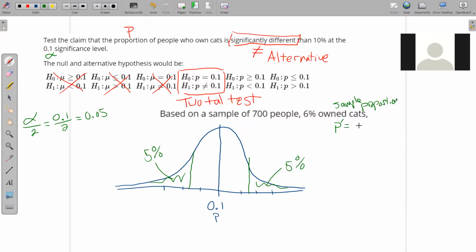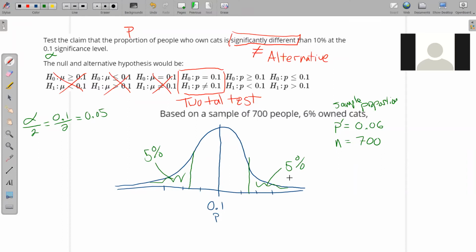And they're saying P prime is 6%. So I'm going to state that as a decimal. Sample size, they're telling me that N is equal to 700. And I'm going to stick with the central limit theorem here in the spreadsheet, but I could do it in StatKey too. I have enough information to use multiple pages on StatKey.